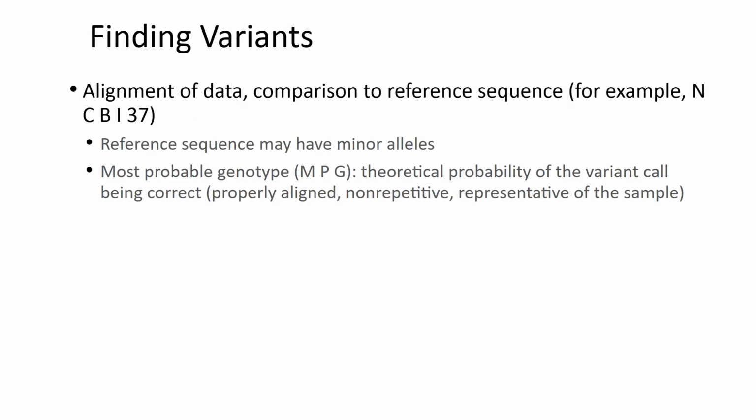Finding variants: the alignment of data in comparison to reference sequences. The reference sequence may have minor alleles. The most probable genome, the theoretical probability of the variant call being correct. Properly aligned, non-repetitive, representative of the sample.